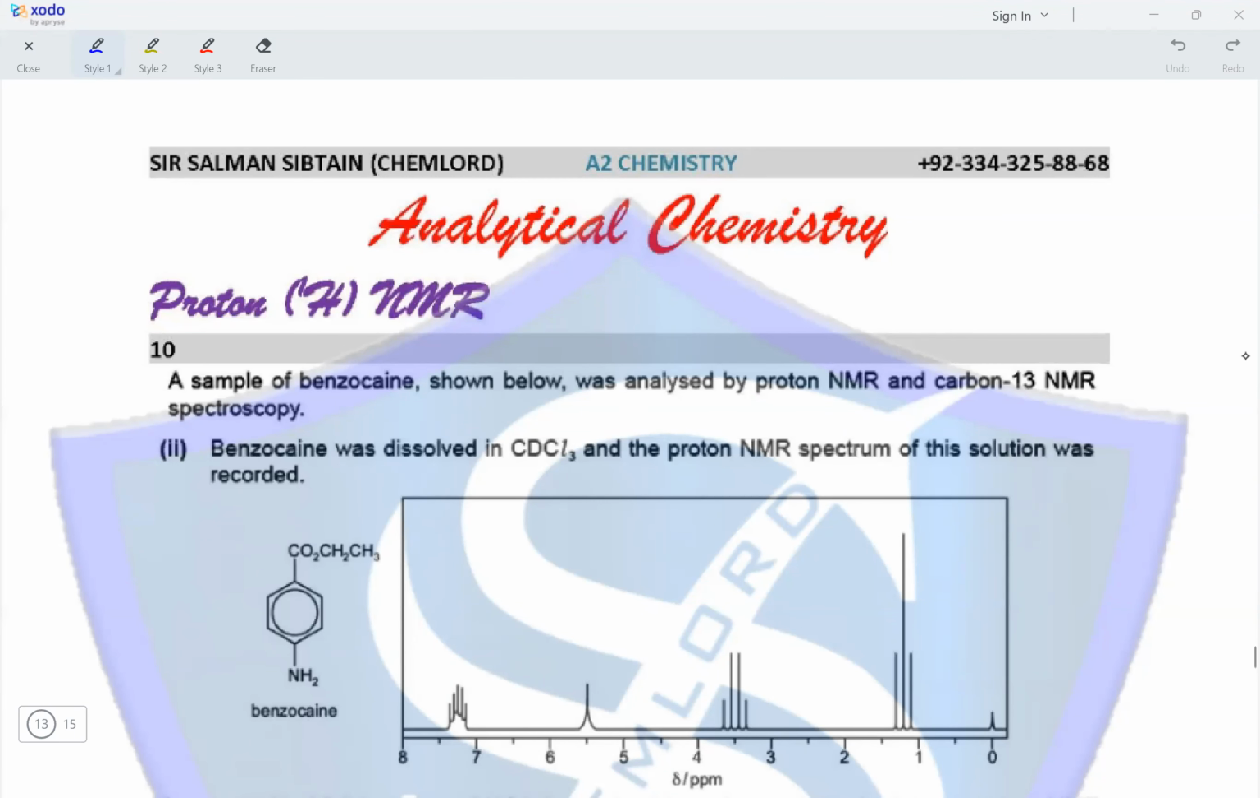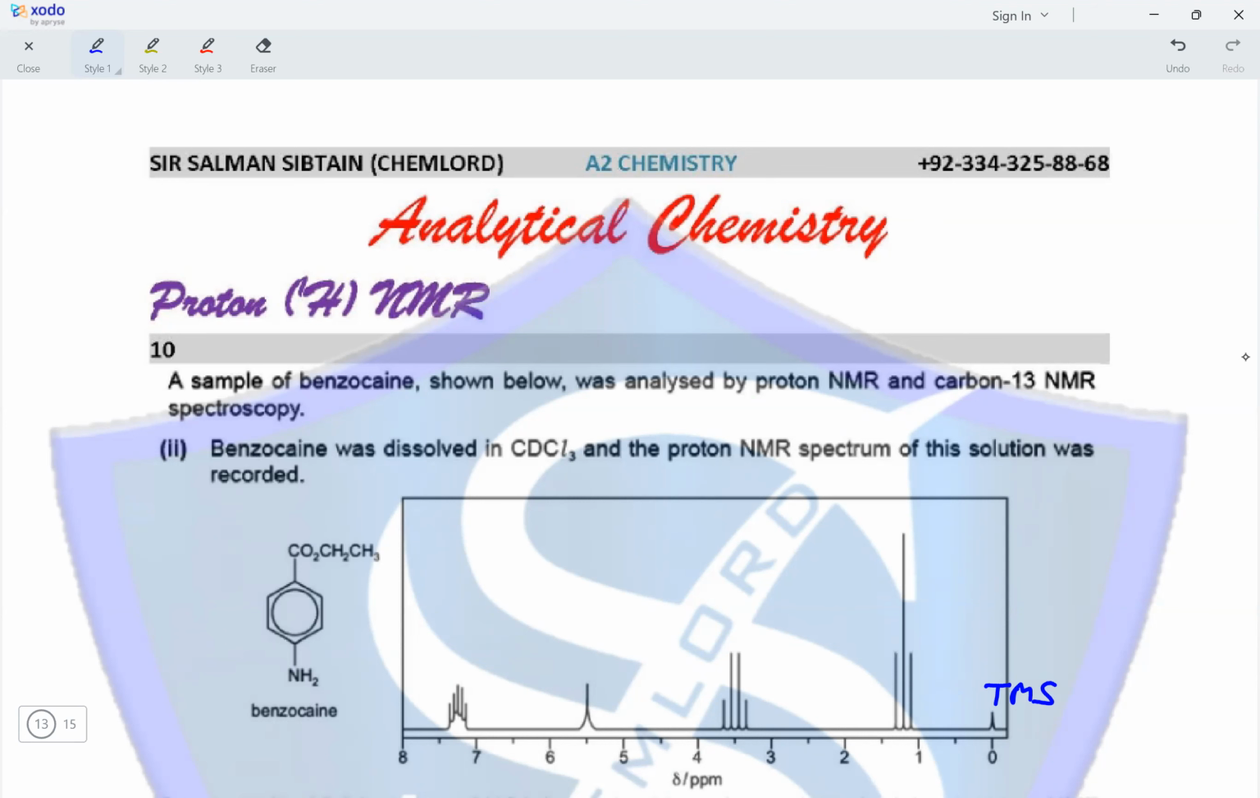Question 10. A sample of benzocaine shown below was analyzed by proton NMR and carbon-13 NMR spectroscopy. Benzocaine was dissolved in CDCl3 and the proton NMR spectrum of this solution was recorded. So we've got 5 different peaks in the NMR spectrum. The peak at 0 corresponds to the reference compound TMS or tetramethylsilane.